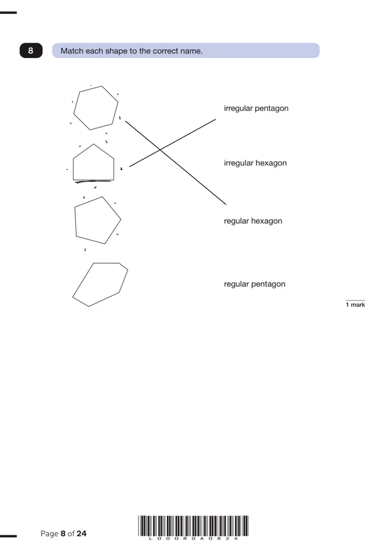1, 2, 3, 4, 5 sides, again a pentagon. This one does look regular, so regular pentagon. And the final one, 1, 2, 3, 4, 5, 6. 6 sides, that's a hexagon with irregular sides. So it must be the remaining one, irregular hexagon.